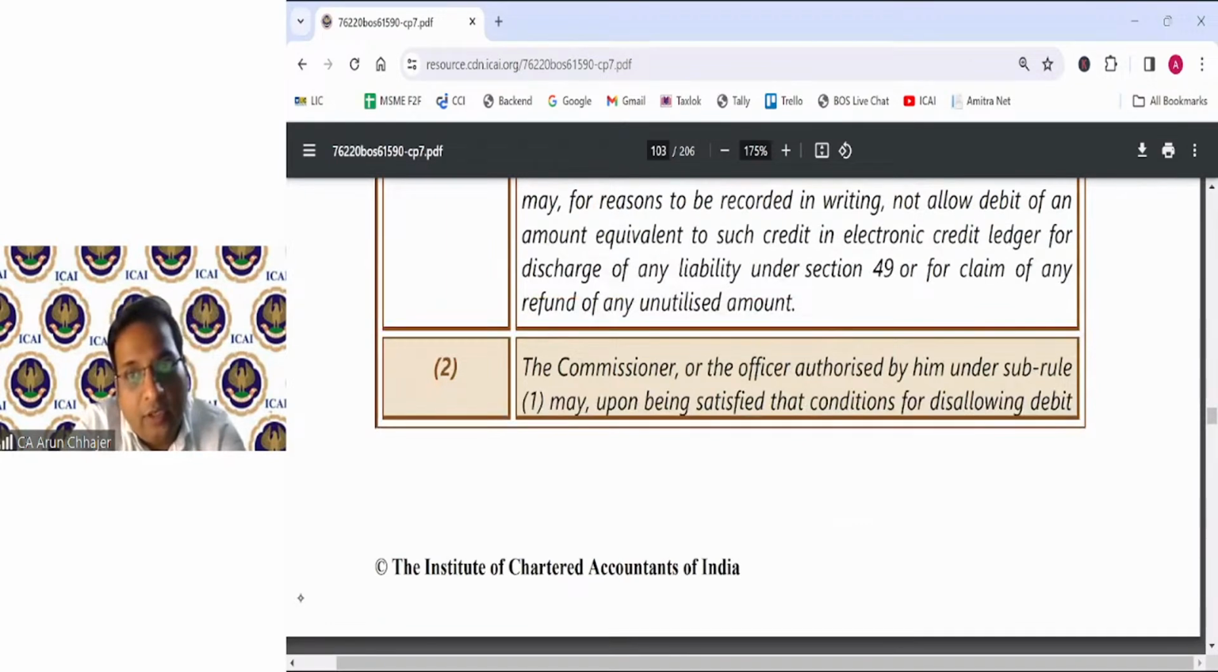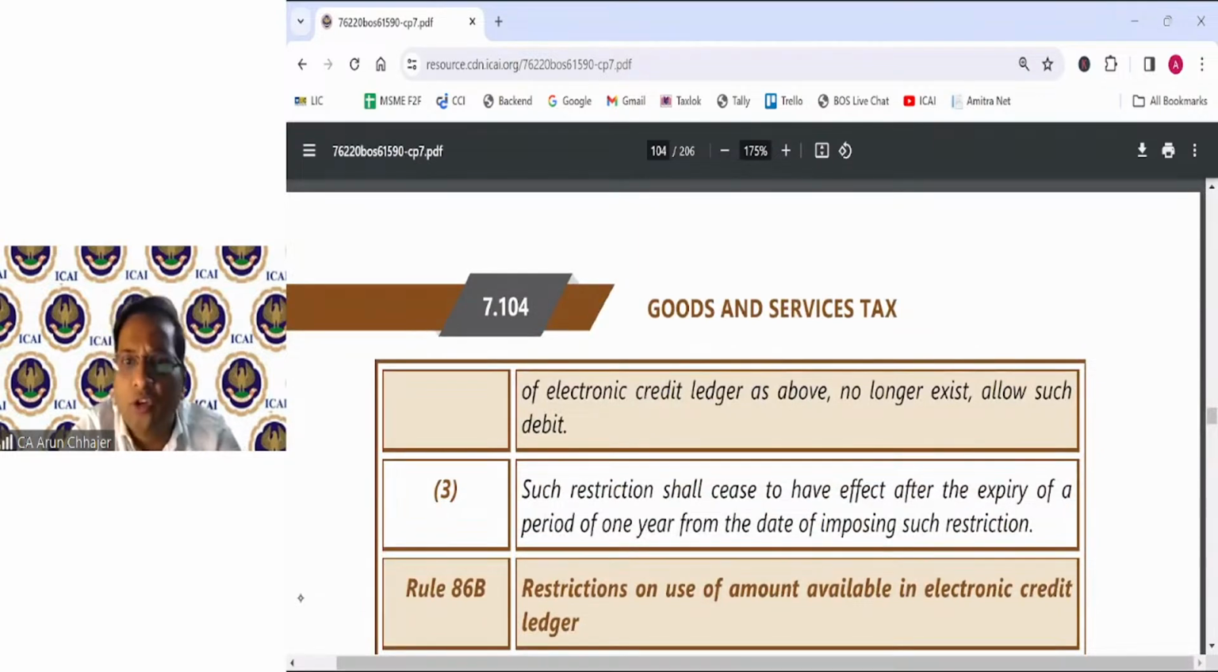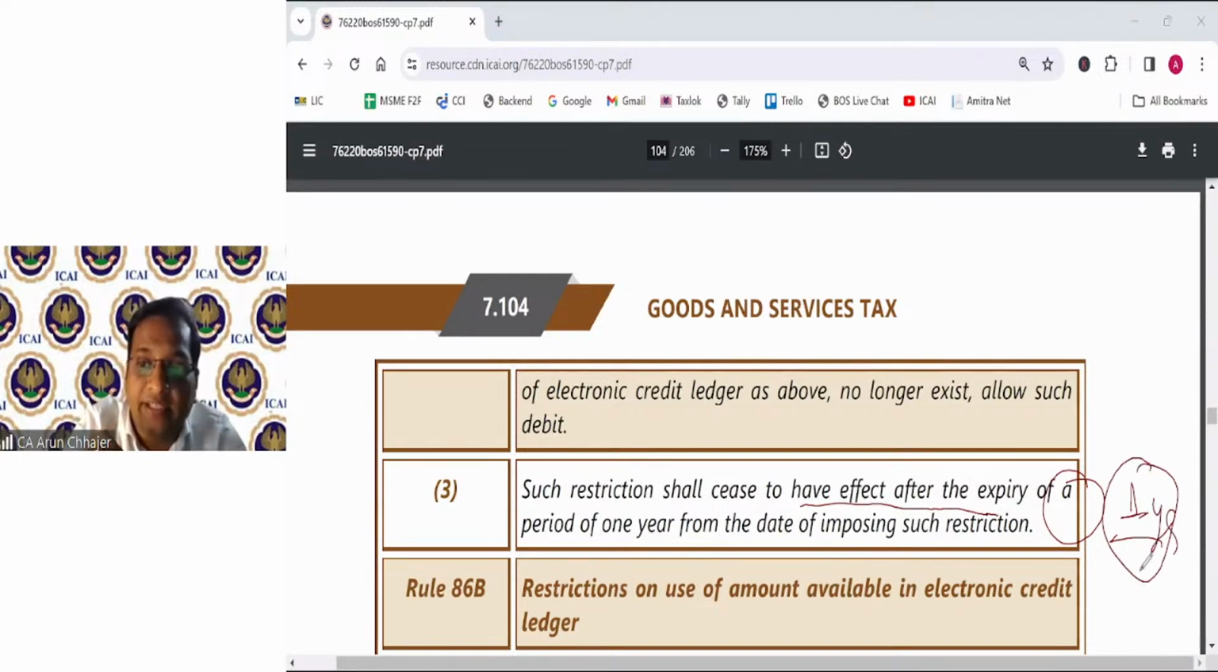The commissioner or the officer authorized by him under sub-rule 1, if satisfied that the condition for disallowing the debit of the electronic credit ledger no longer exists, then he can allow the debit. Second, this will automatically cease to have effect after 1 year. So it means blocking of input tax credit can be for a maximum period of 1 year.